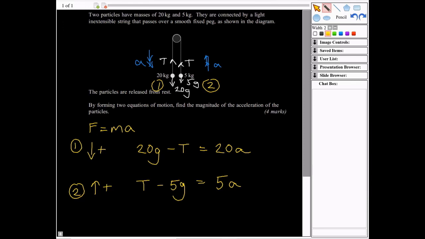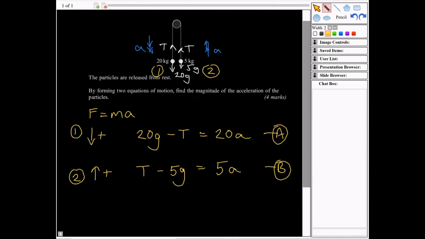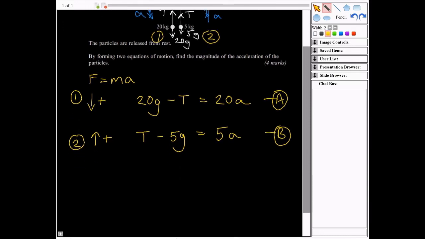So I can now have those two equations, which I can label A and B. Those two equations have been formed by doing the physics using F equals ma. What I would need to do now is solve those two equations simultaneously. It said by forming two equations of motion to find the magnitude of the acceleration. So what it actually wants us to do is to find a. The most simple way to do this would be to eliminate T. So what I'm going to do is add the two equations together.